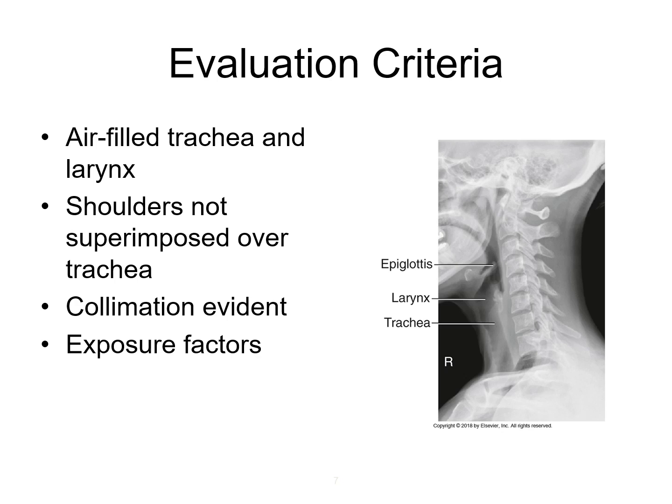Now, when you're looking at your evaluation criteria, you should see an air-filled trachea and larynx. You should see the shoulders not superimposing over the trachea, as well as your chin and your mandible not superimposing as much of the structures as possible. You want your collimation open so that you're still going to see the nasal passage, because they want to see the entire nasopharynx, oropharynx, laryngopharynx down to the trachea. And you're just going to be seeing the soft tissue neck.